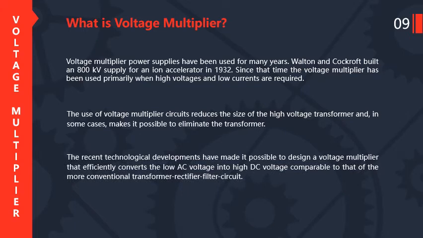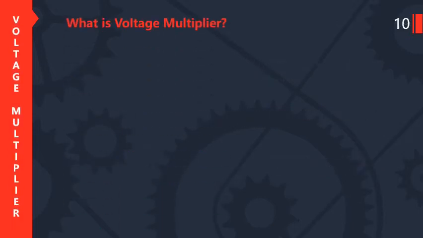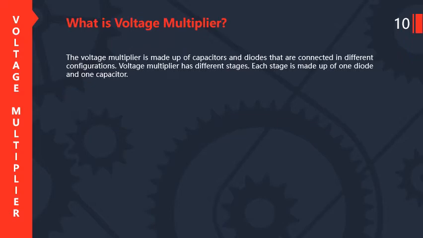The recent technology developments have made it possible to design a voltage multiplier that efficiently converts the low AC voltage into the high DC voltage comparable to that of the more conventional transformer, rectifier, filter circuits. The voltage multiplier is made up of capacitors and diodes that are connected in different configurations. Voltage multiplier has different stages. Each stage is made up of one diode and one capacitor.